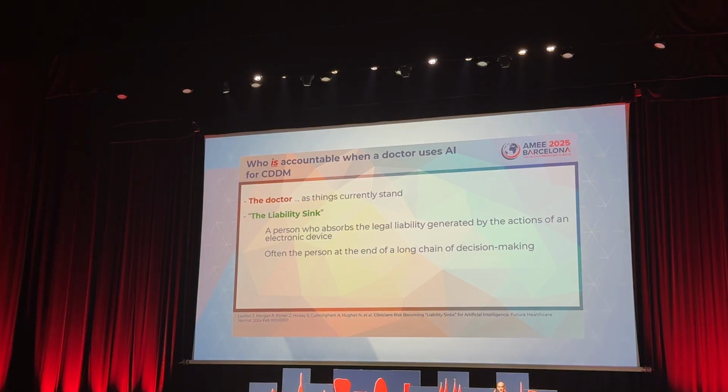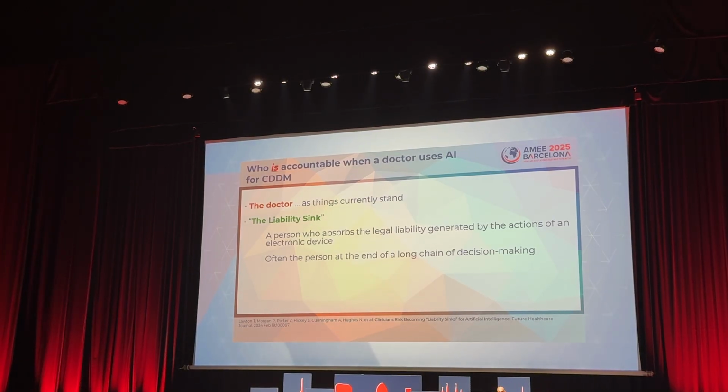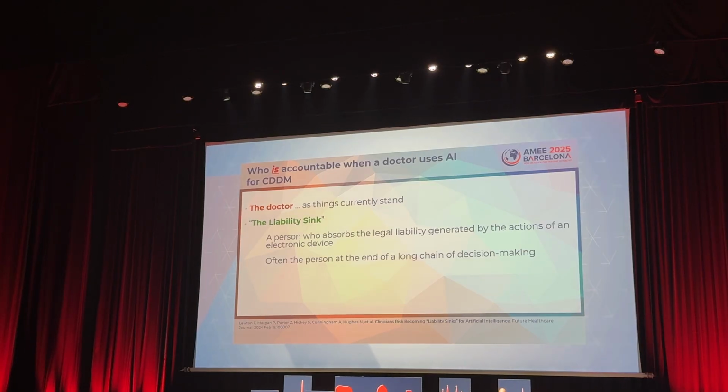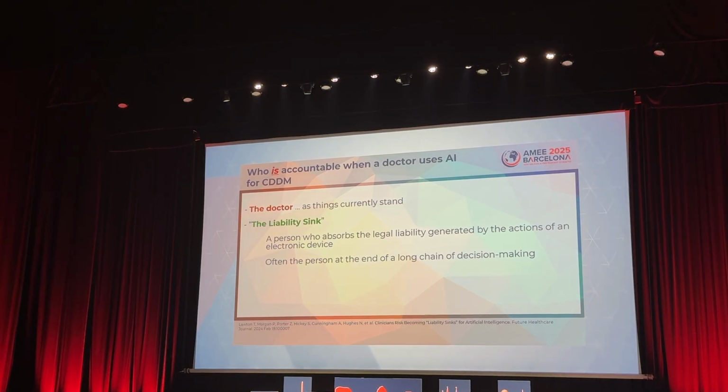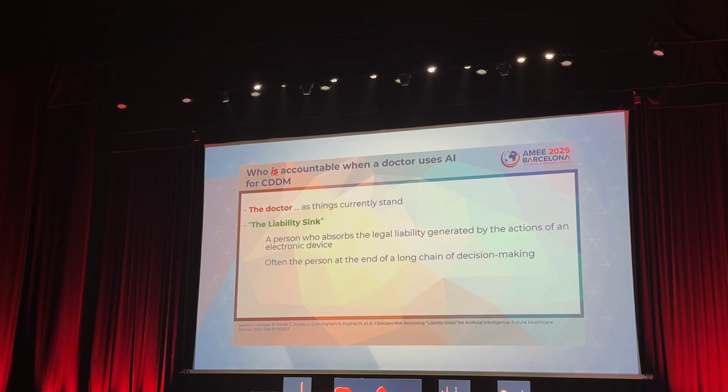and it's usually the person at the end of a long chain of decision making. So it's not necessarily the person who made the decision to buy the software in the first place that we were then told to use. It was me because I use that software and I am closest to the person who's suing me, and that's usually the patient or their relative. And that's why this is a real issue, and it's a real issue now.